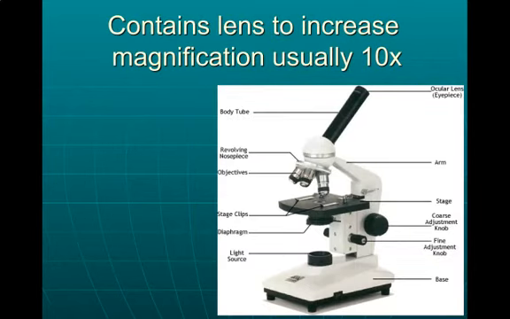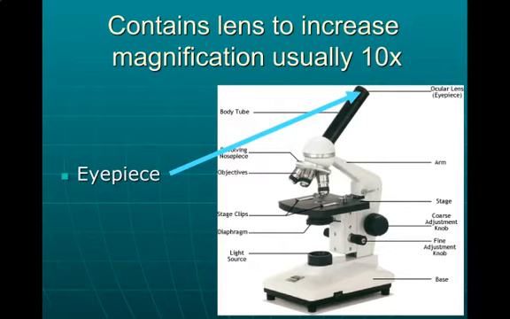Alright, we're going to start at the top left-hand corner. You see that the description has been given that says contains the lens to increase magnification, usually 10x. 10x means 10 times magnification. So it's a 10 times larger image than what you normally see. And this is called an eyepiece. Okay, the eyepiece is right there at the top. So you see where it is on your diagram. Remember that you can pause the video at any time you need to in order to fill in these notes.